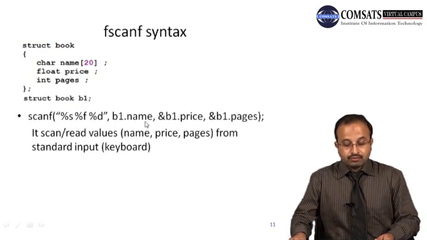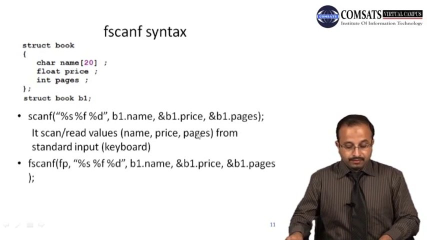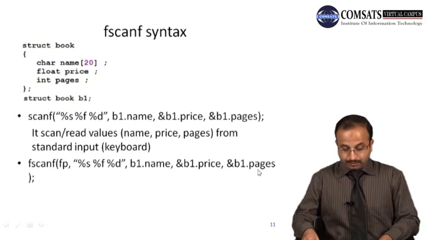This is the memory address where you have to store the first input. This is the memory address where you have to store the value of the second input, and this is also the memory address where you have to store the value of the third input. Now let's see fscanf. fscanf reads from the file a string value, a floating point value, and an integer value, and writes them in these memory addresses: the first value, the second value in this memory address, and the third value in this memory address.